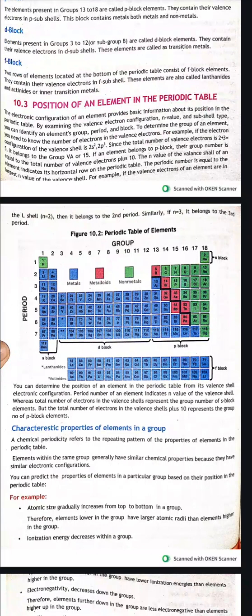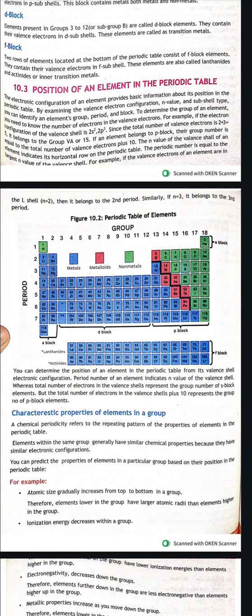Position of an element in the periodic table. The electronic configuration of an element provides basic information about its position in the periodic table. By examining the valence electron configuration, the n value and subshell type, you can identify an element's group, period and block. To determine the group of an element, you need to know the number of electrons in the valence shell. For example, if the electron configuration of the valence shell is 2s2 2p3, since the total number of electrons is 5, it belongs to group 5A or 15.